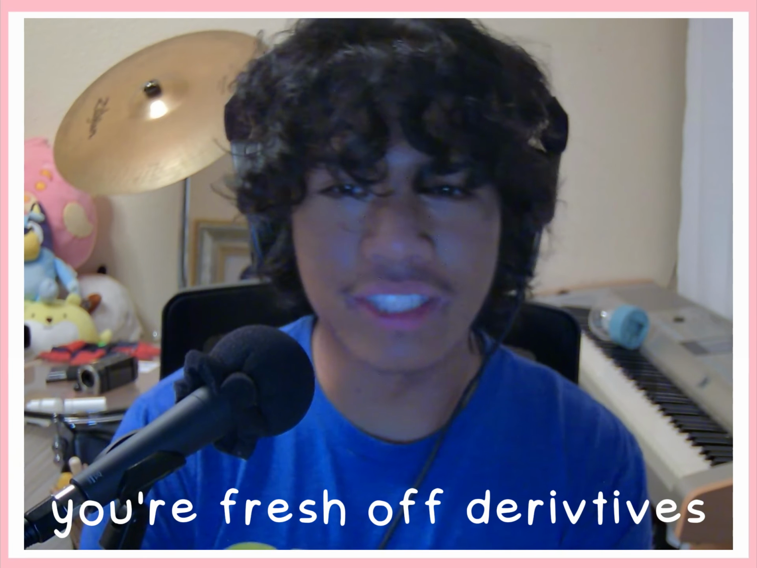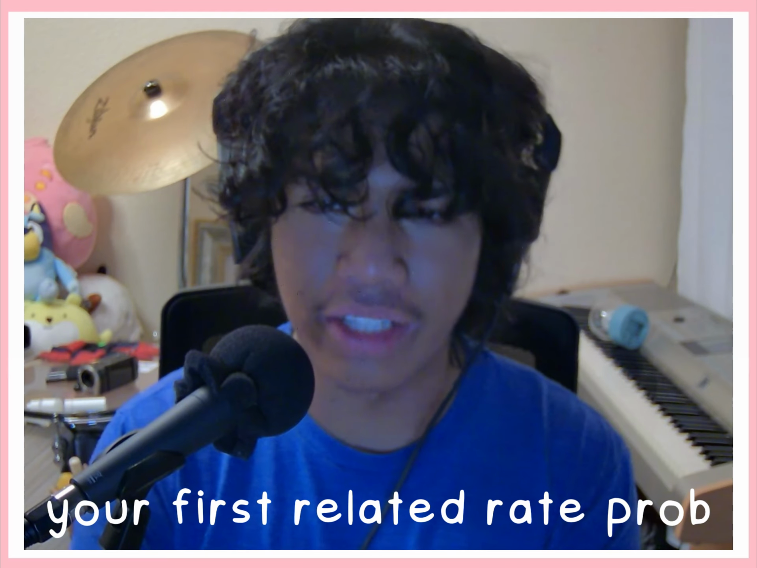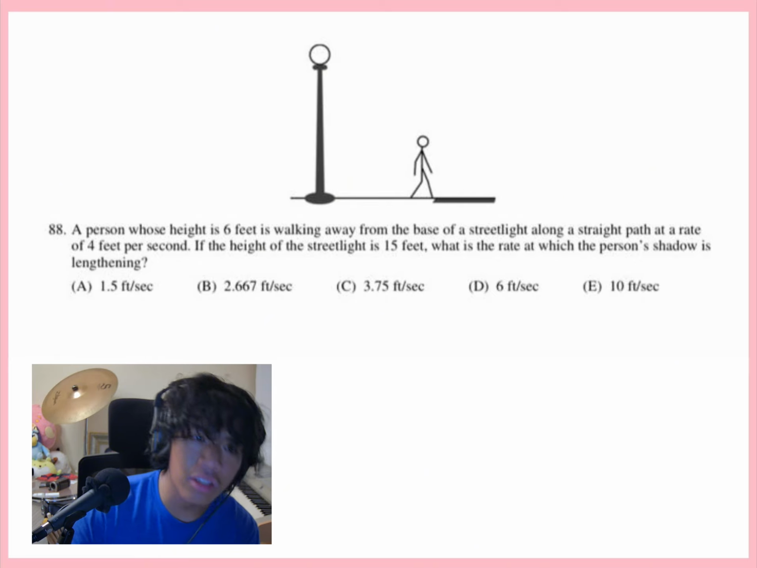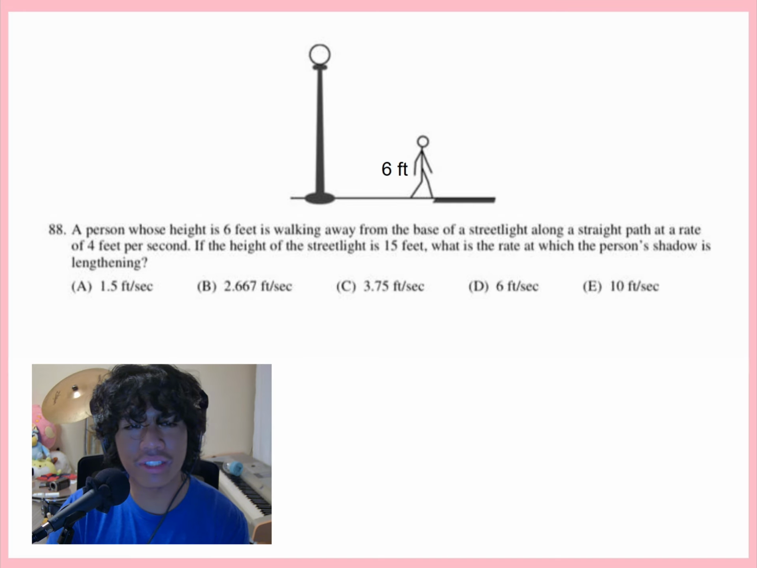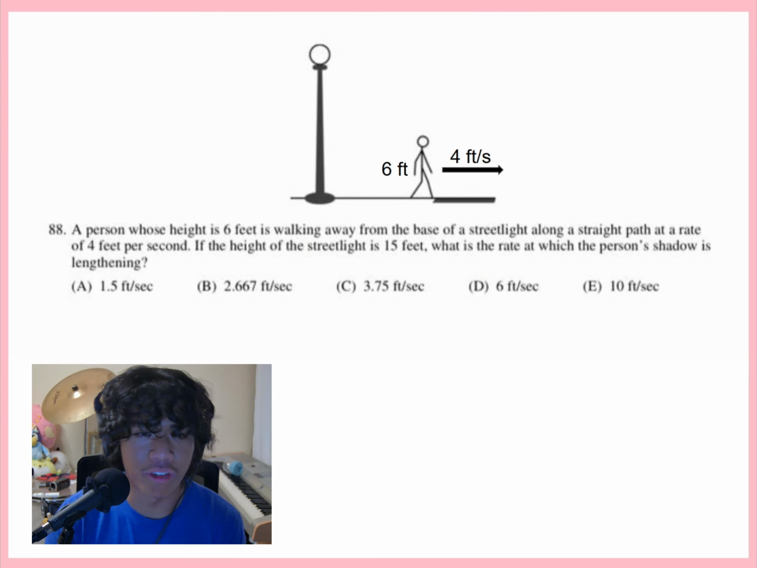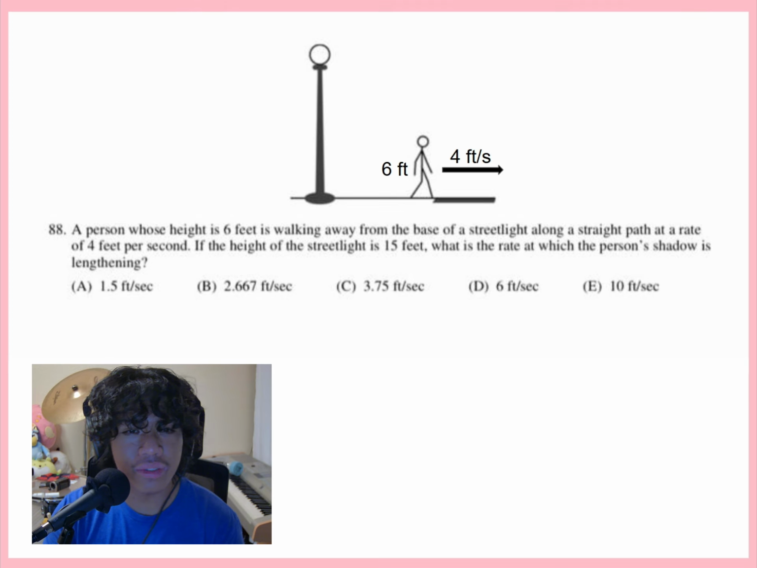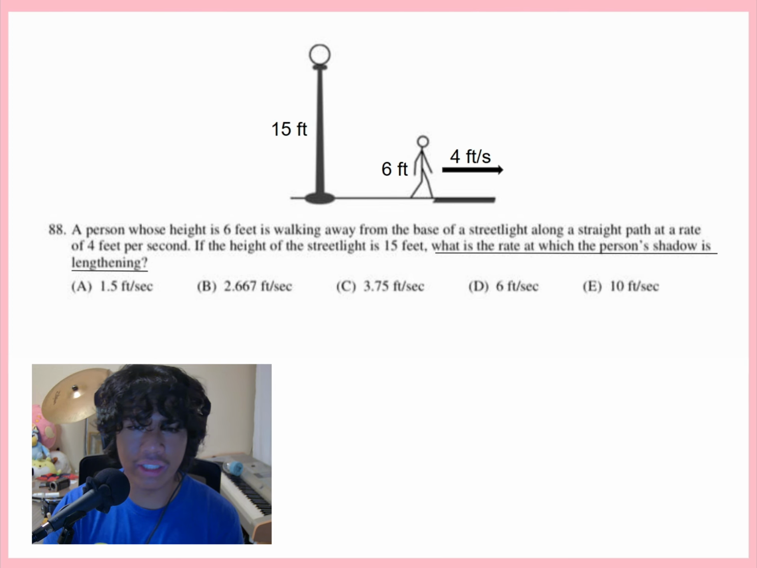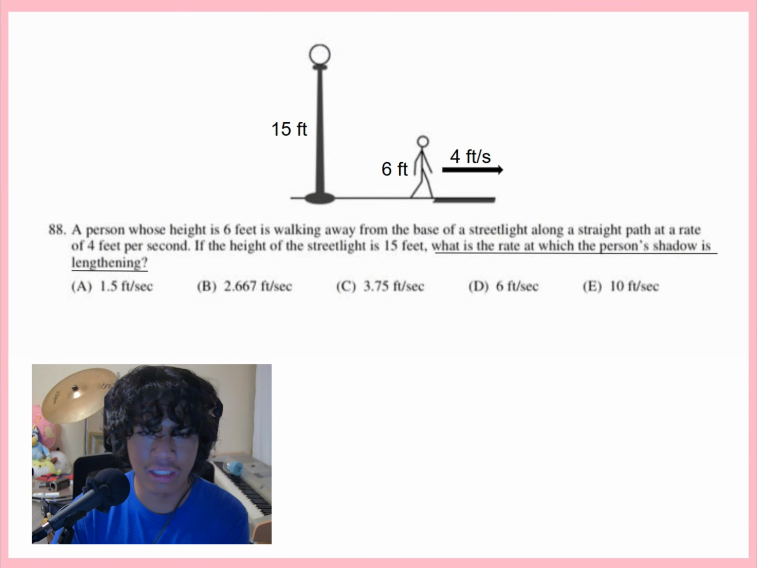All right, so boom, you walk into calculus, you're fresh off derivatives, and then you see it. Your first related rate problem. Let's break it down. A person whose height is 6 feet is walking away from the base of a streetlight along a straight path at a rate of 4 feet per second. If the height of the streetlight is 15 feet, what is the rate at which the person's shadow is lengthening?